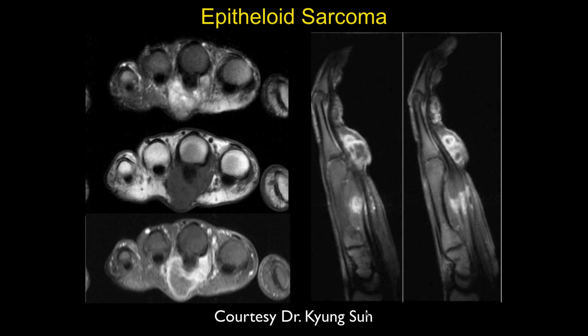I guess it's a little bit more aggressive than the typical PVNS. But I don't think I've ever seen an epithelioid sarcoma in reading cases, but I've seen a lot of PVNS. Yeah. But I just have to realize that there are other things that can look a lot like PVNS that may be more ominous.